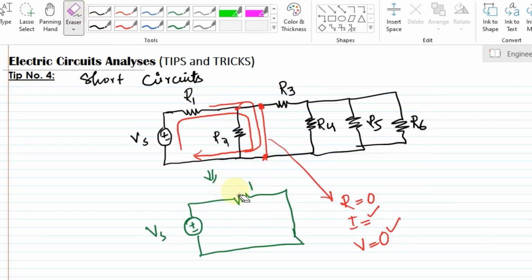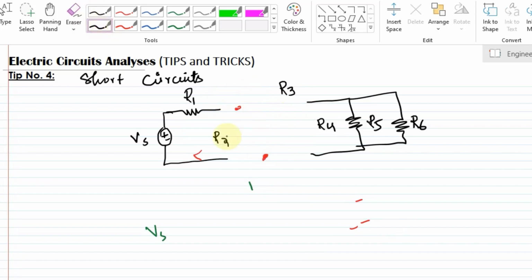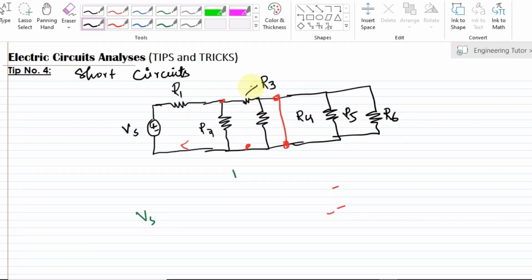Similarly, there is another scenario. Let me have a short circuit in another place here. So what will be the equivalent circuit here? Let me say this is R3, this is R4. What will be the equivalent circuit now?